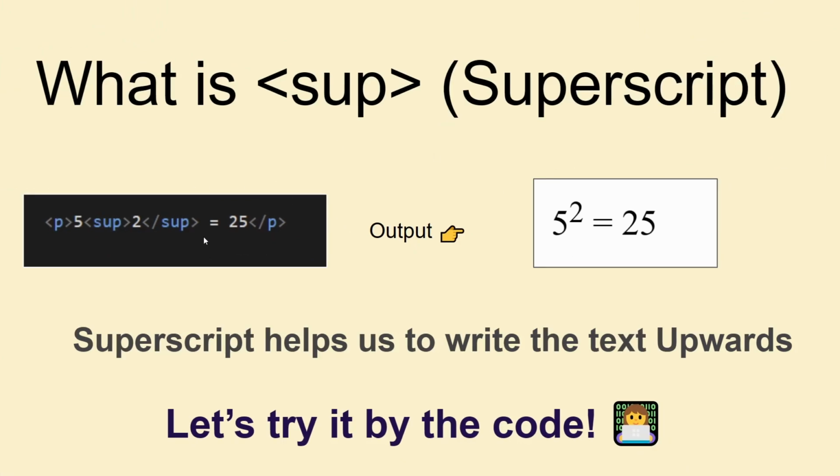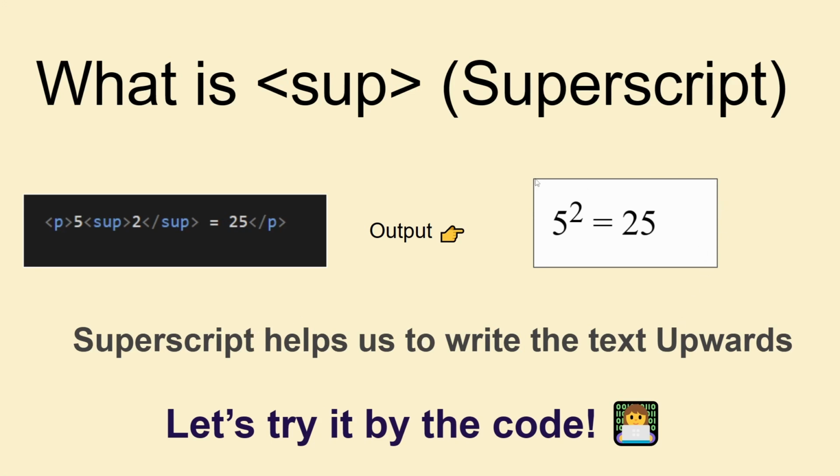Now, what is superscript? I've taken a small example here. Inside this P tag I have written 5, and after 5 I have written a superscript, and inside this superscript I have written 2. So it will come above the normal text, and after that, inside this P tag, I have written equals to 25. So this will be the output. Superscript helps us to write the text upwards.